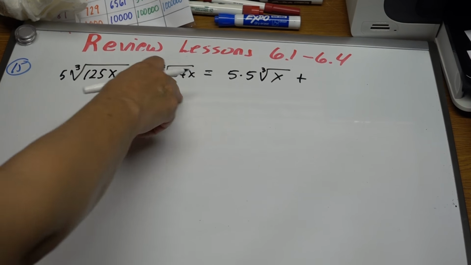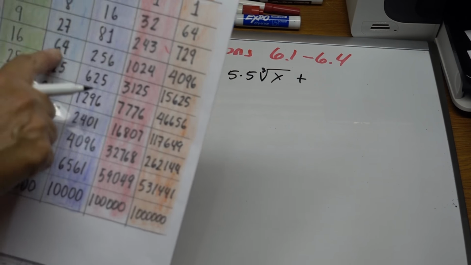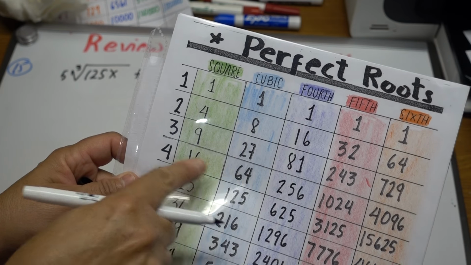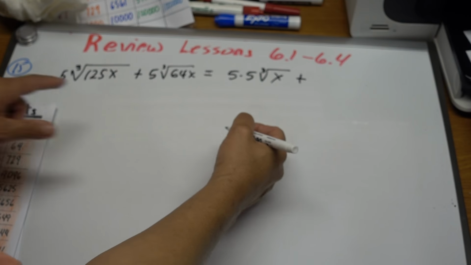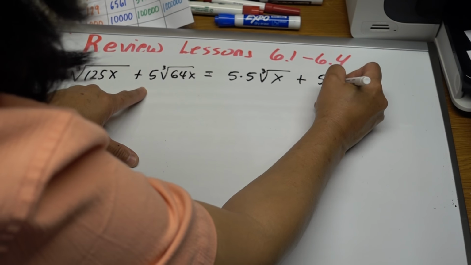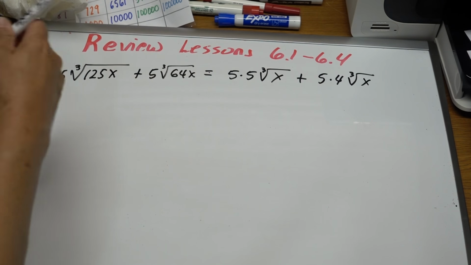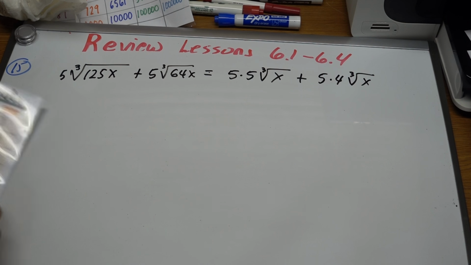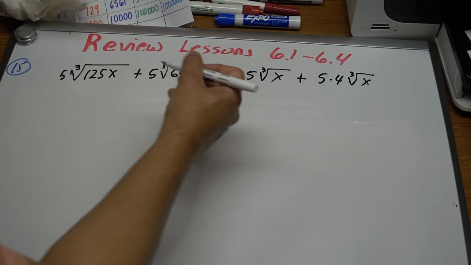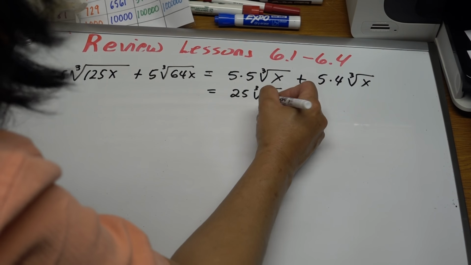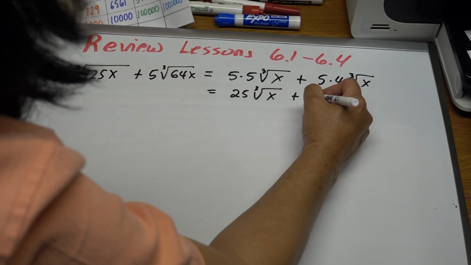Then 64. 64 is another perfect cube. Cube root of 64 is 4. So we're going to have 5 times 4. This is this one. And cube root of x. So we have to multiply these two. We have 5 times 5 is 25 cube root of x.